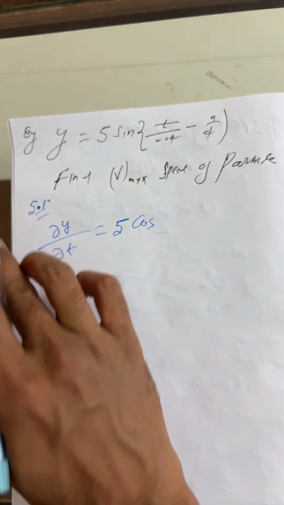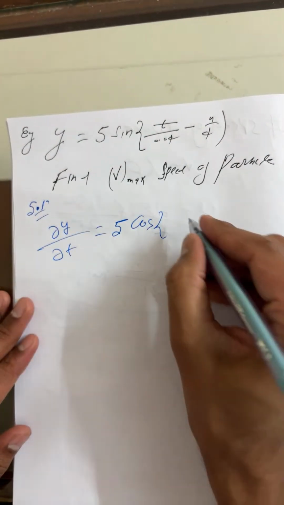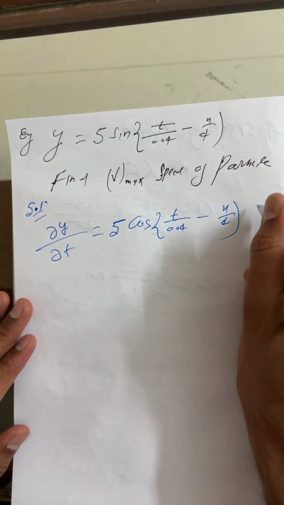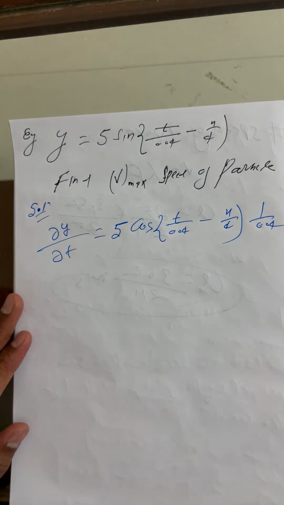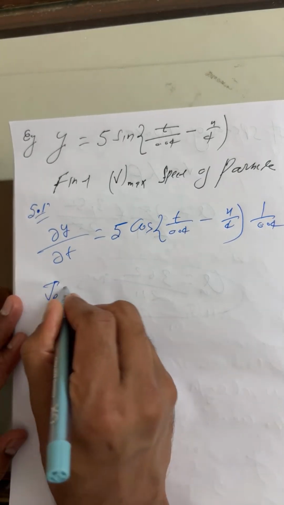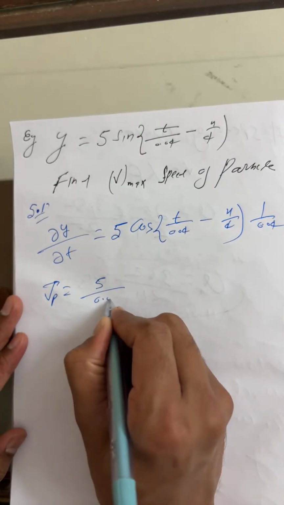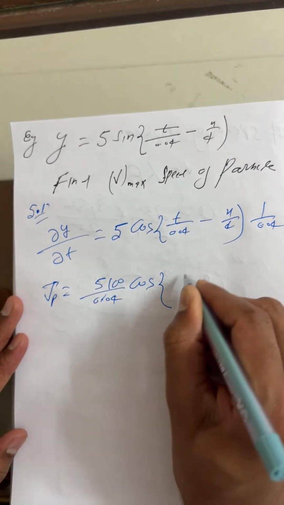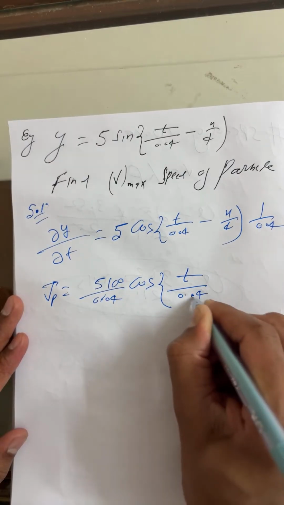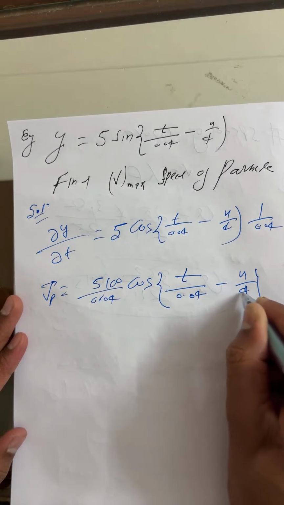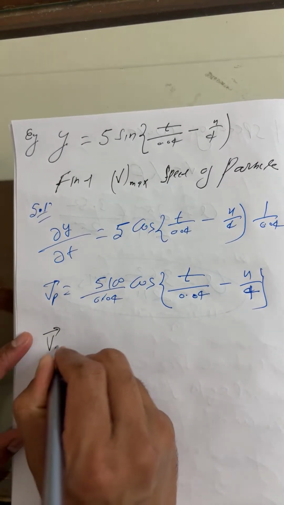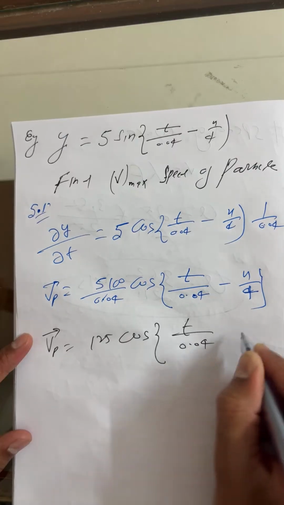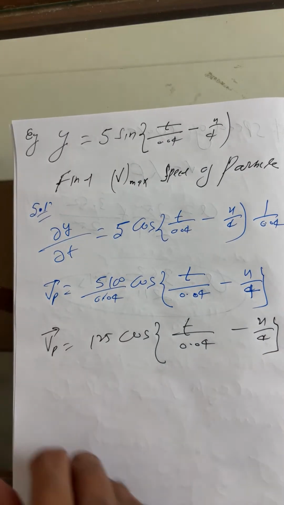Now the coefficient of time will come out. First, you can write the function as it is: t upon 0.04 minus x by 4, into 1 upon 0.04. Very easy. So finally, this is the velocity of particle: 5 upon 0.04, which is 125 cos of (t upon 0.04 minus x by 4).